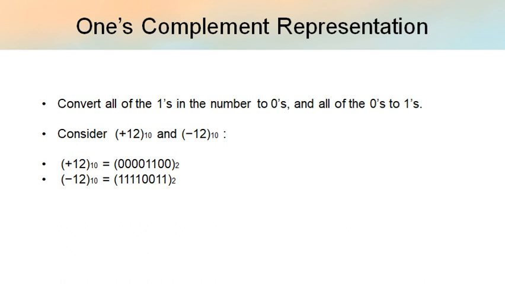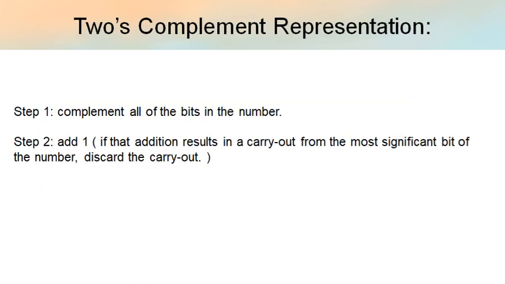This can be eliminated using another technique. It is known as the 2's complement representation. Let's move to 2's complement representation. In 2's complement representation, there are two steps. In the first step, we convert the binary number into 1's complement, that is, complement all the bits in the number. In the second step, add 1 to the 1's complement.